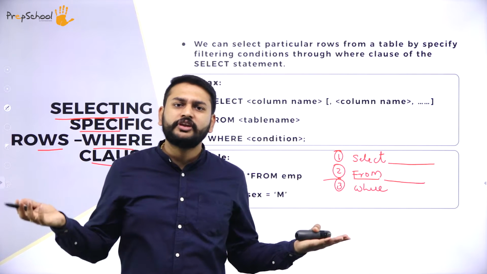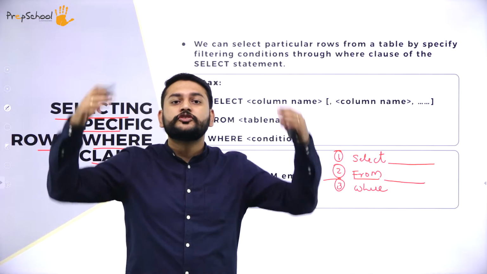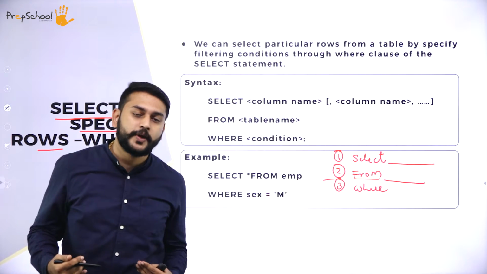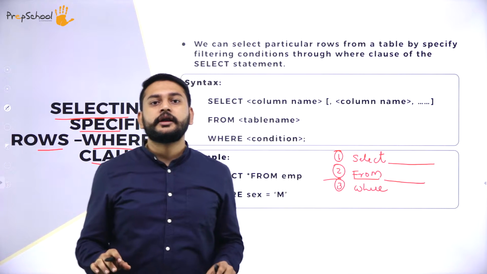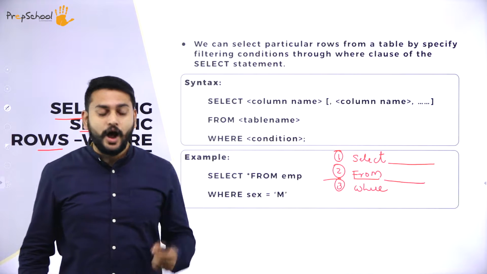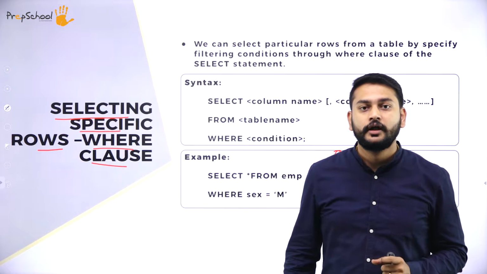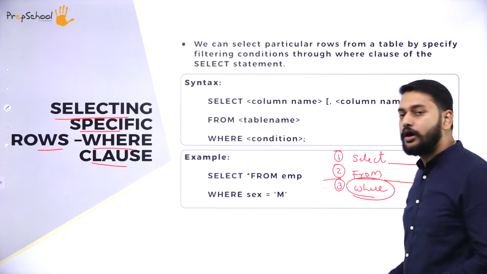But I don't want everything. I want the specific row. My table has thousands of rows. I don't want to dump all the 1000 rows into my memory space. I want a particular row to be retrieved. How do I do that? How can I make my query more efficient and more specific? So here I have a solution for all of you. That is the where clause.